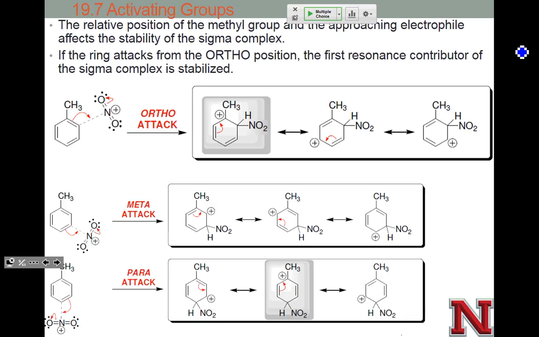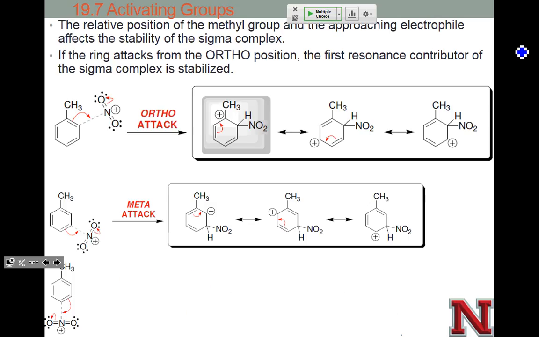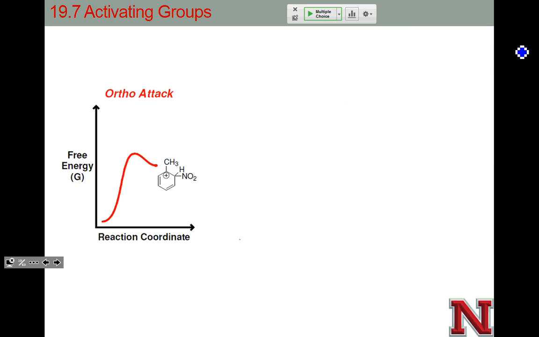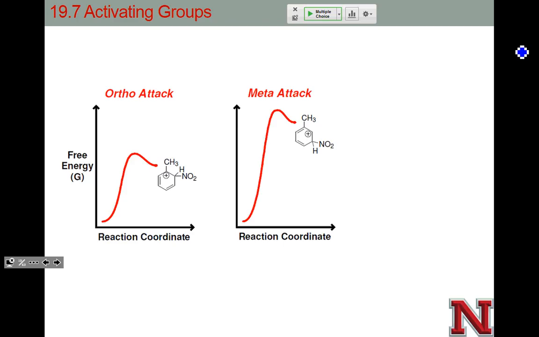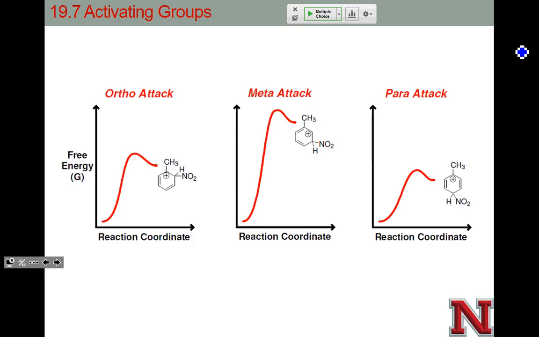To really visualize this, we can visualize this in our reaction coordinate diagram. Because the ortho attack has an extra good intermediate, we have a lower activation energy for the ortho position. But the meta never has that carbocation that's tertiary, so it has a higher activation energy. The para also has that lower activation energy, so therefore we have this more stable carbocation and a lower activation energy. And when you compare these three, it makes sense why you're going to mostly get product from these two and not this one, because that's a higher activation energy.